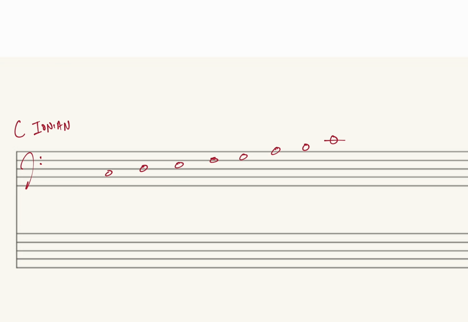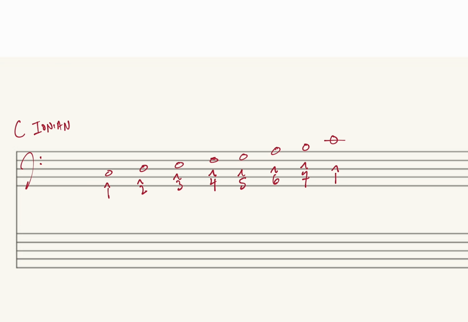So C3 is scale degree number 1, scale degree 2. And as I write these, I wonder if you remember from other videos or just your own knowledge what these scale degrees are called. So scale degree 1 is the tonic. Scale degree 2 is the supertonic. Scale degree 3 is the mediant. 4 is the subdominant. 5 is the dominant. 6 is the submediant.